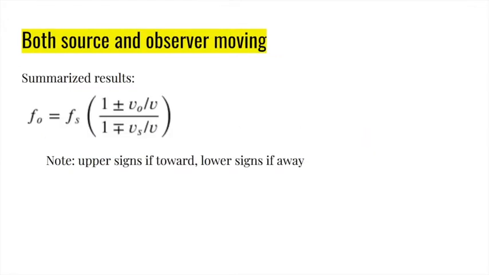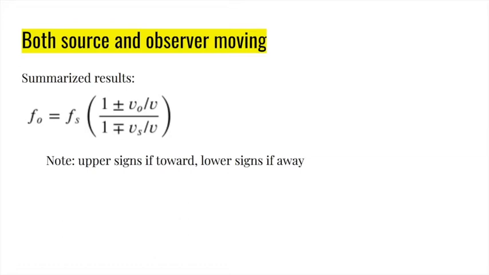So now we've got if both are moving, so perhaps the source and the observer are moving in the same direction, but one is gaining on the other or losing ground, or they could be moving in opposite directions toward each other or opposite directions away from each other. Any number of possibilities out there. But basically the way I've arranged this is if they're moving toward each other, you use the plus sign on the top and the minus sign on the bottom.